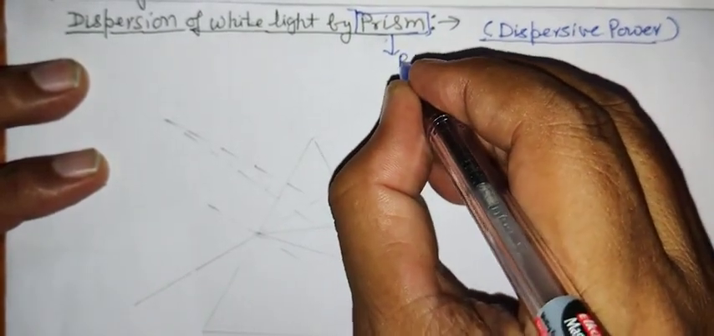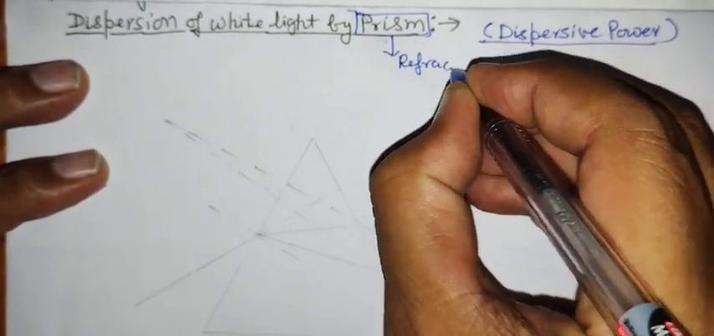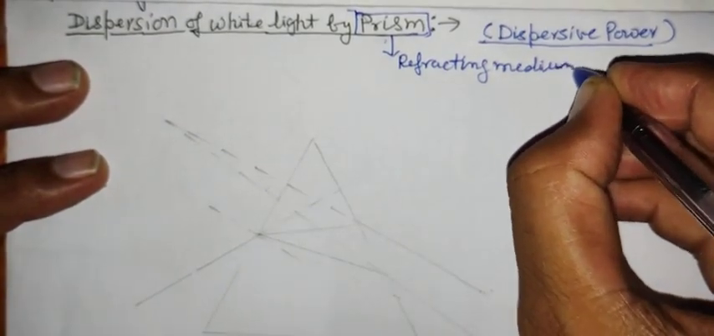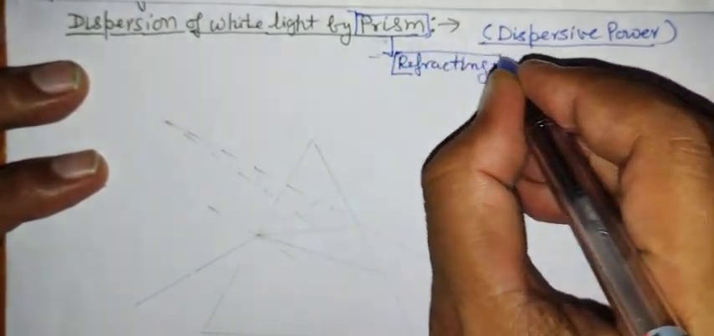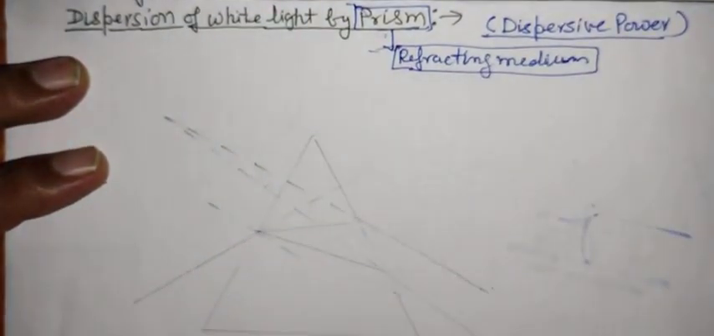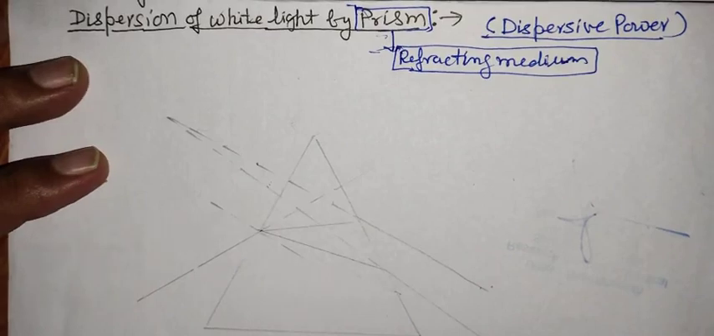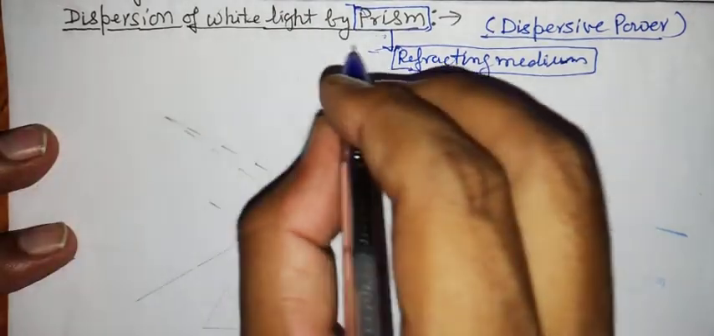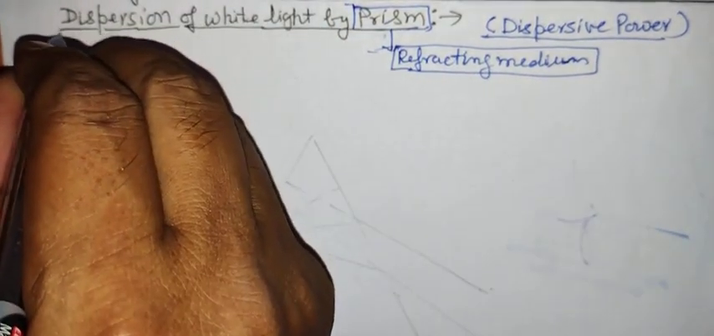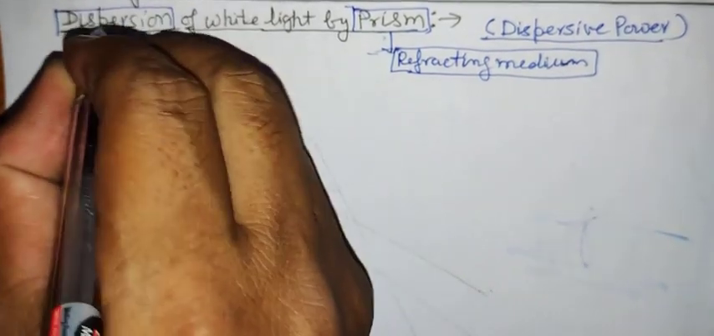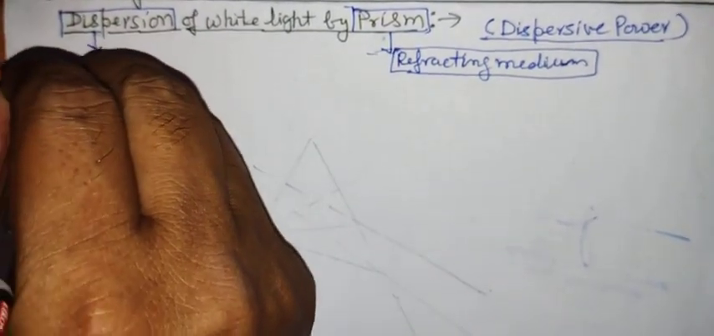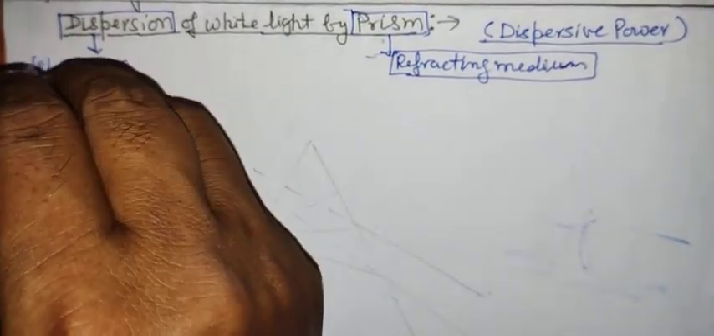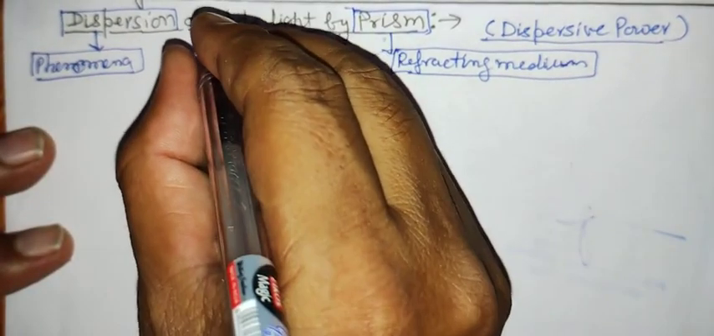In this topic, the prism we know is a refracting medium. This prism is made up of glass. We know we have five surfaces, three rectangular and two triangular surfaces, and we are going to see the phenomenon of dispersion. Dispersion is a phenomenon, a process of white light.